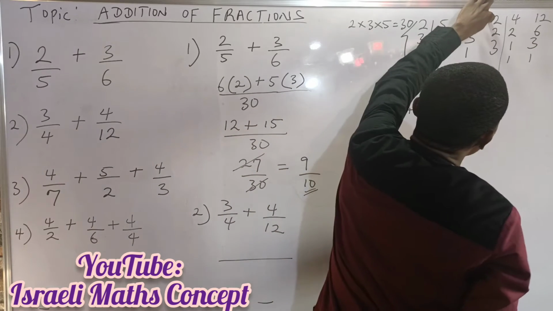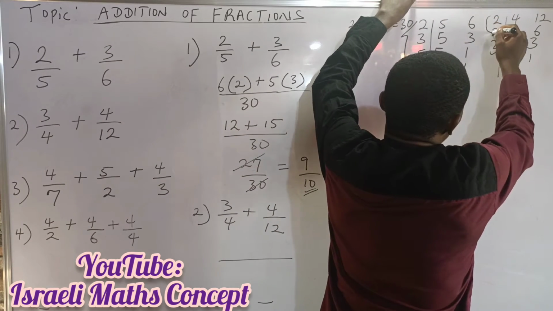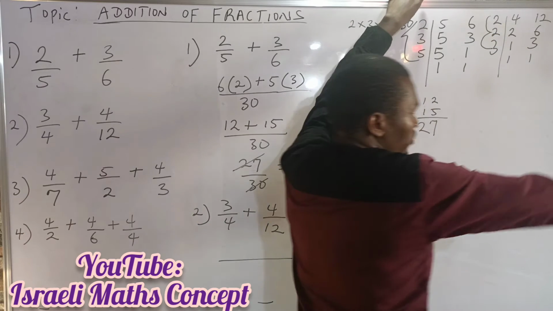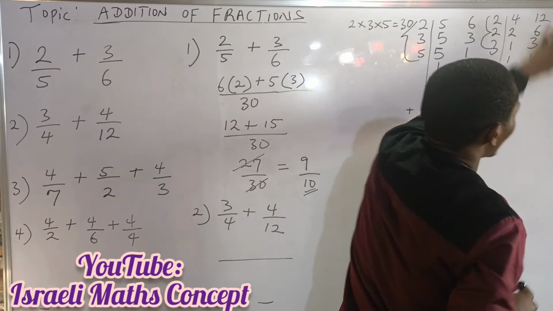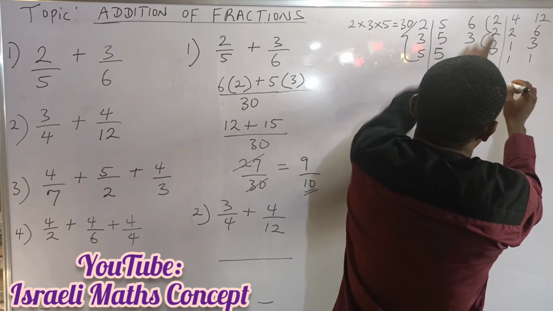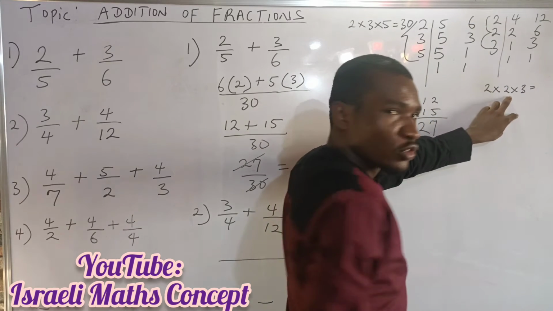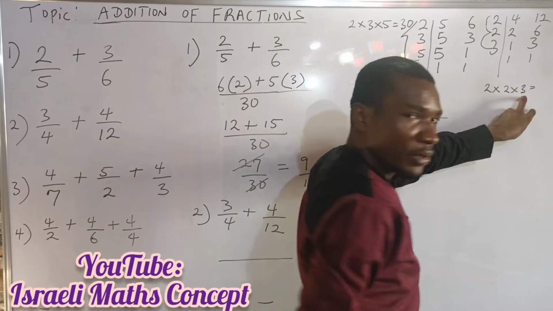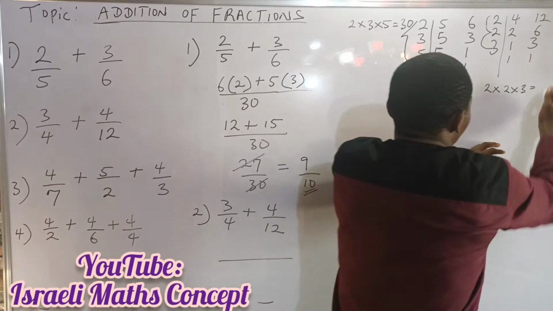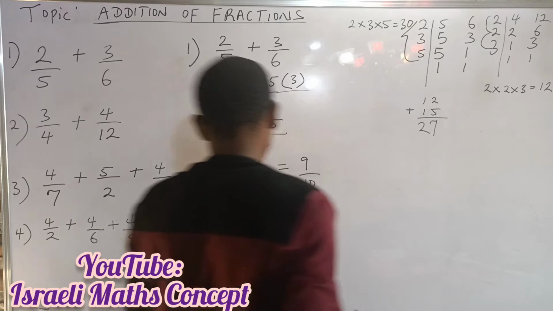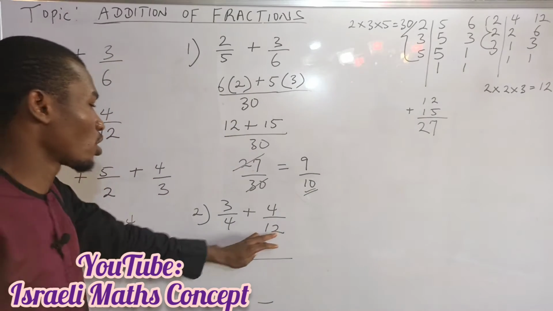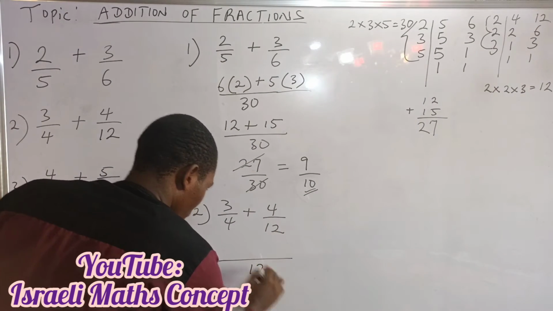Then 2 multiplied by 2 multiplied by 3 will give us the LCM of 4 and 12. Hence, we have 2 multiplied by 2 multiplied by 3. And 2 multiplied by 2 is 4, and 4 multiplied by 3 is 12. So the common LCM of 4 and 12 is still 12.